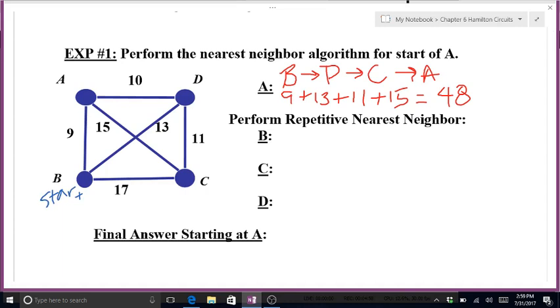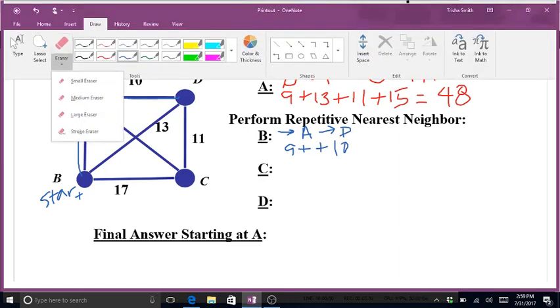So our nearest neighbor, if I start at vertex B, is going to be leaving B, and we're going to head straight up to A. Again, that has a weight of 9. From A, our next nearest neighbor, we have our choices of D with a weight of 10 or C with a weight of 15. So we're going to travel across to the right to D and add 10.